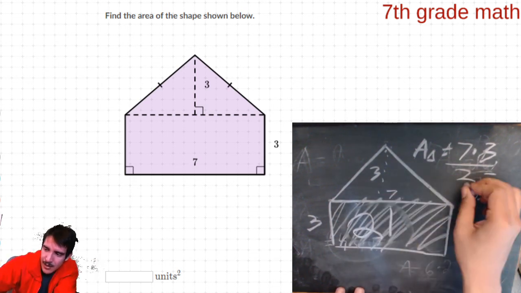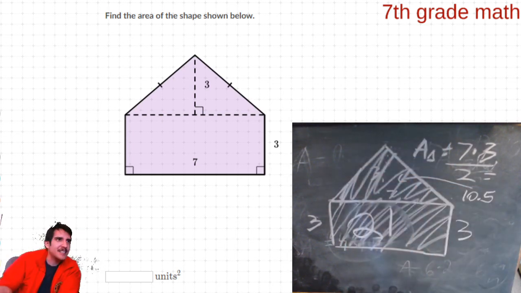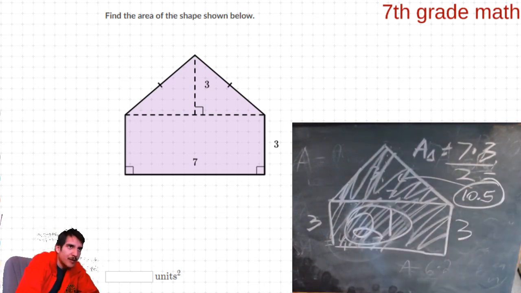So all that inside of there is 10.5. So if you take this area and this area and put all those square units together, 21 plus 10.5, it's going to be 31.5 square units. Check it, and we're done.